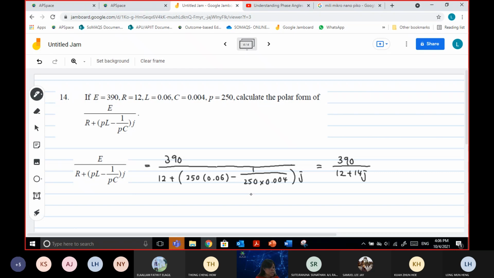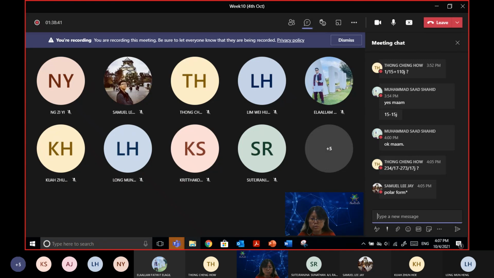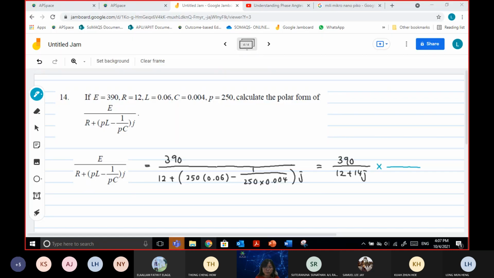12 plus 14J. The next step is you need to deal with this division, so you need to multiply it with the conjugate. What is the complex conjugate I should multiply? 12 minus 14J. Yes, thank you. So next we need to multiply them.